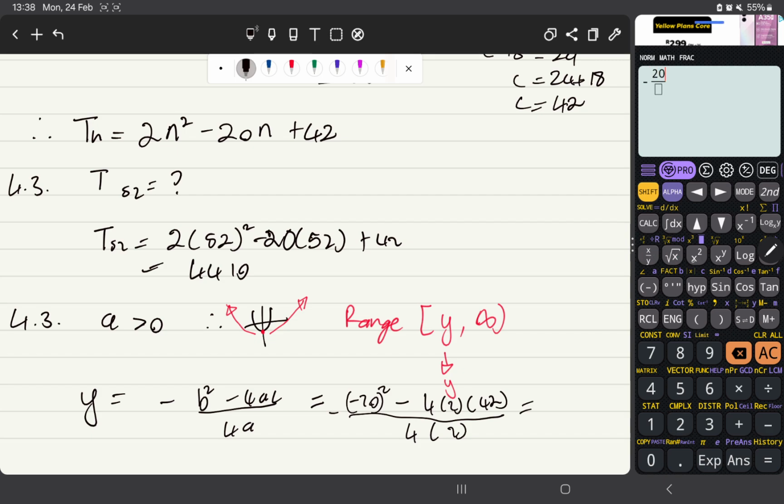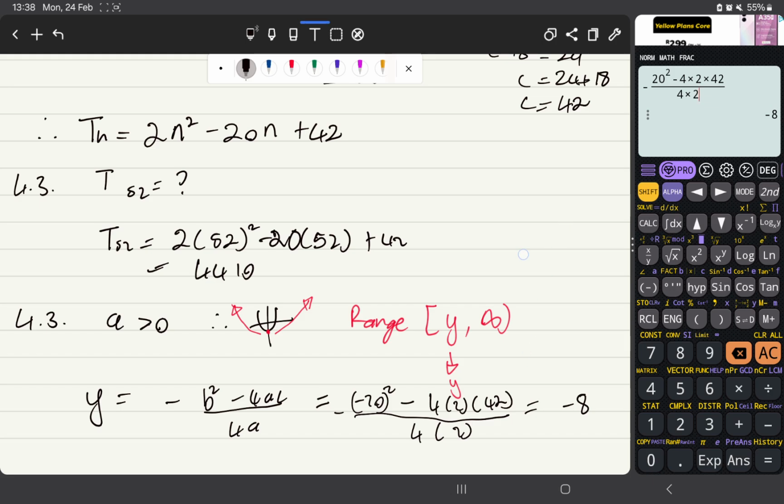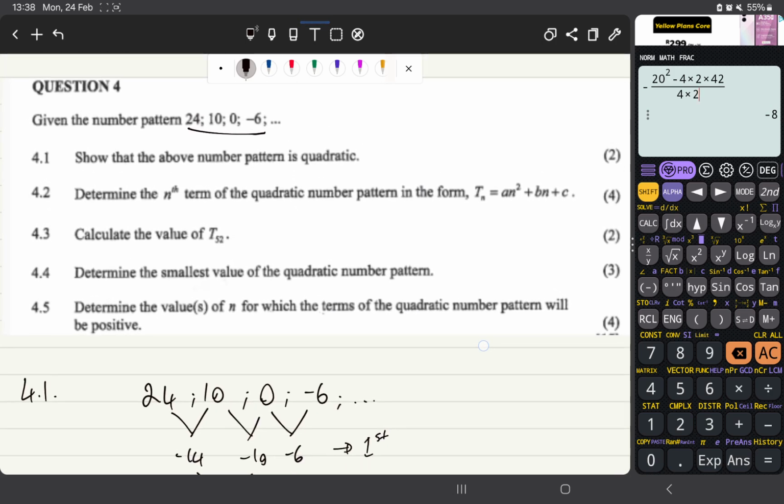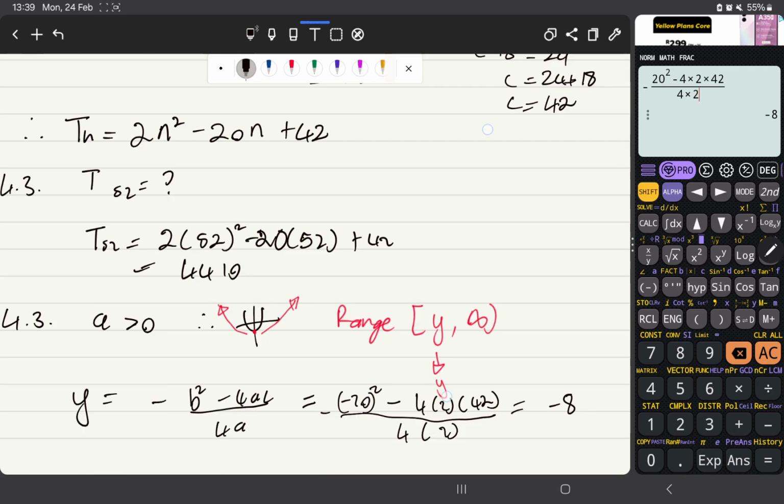I'll just say 20 squared. It doesn't make a difference. 4 times 2 times 42, 4 times 2, we're getting minus 8. And by this, it's just telling you that minus 8 will be the lowest value of our quadratic function.